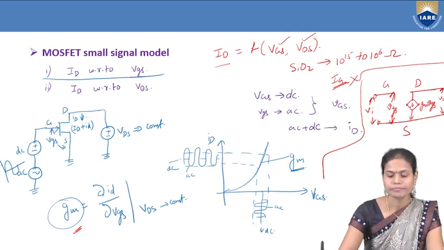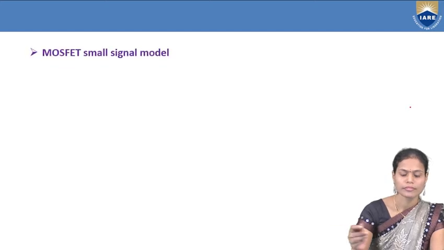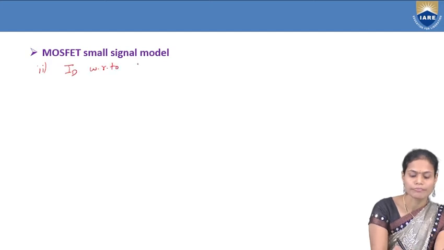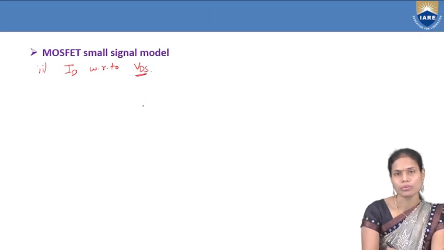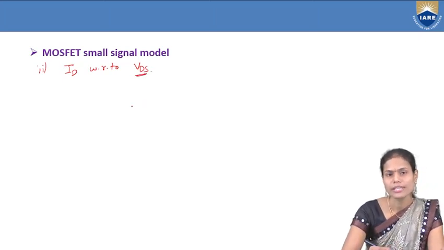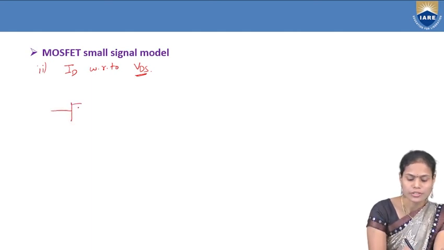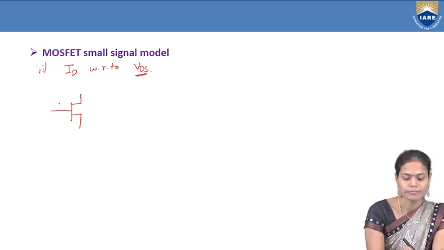And similarly, if we take the second case, that is variation of ID with respect to VDS, drain to source voltage. In this particular case, we will keep gate to source voltage constant, and in place of drain to source voltage, we will provide the mixed signal, that is the combination of AC as well as DC voltages. So for that purpose, again, I am considering the FET here with the gate, drain, source terminals.